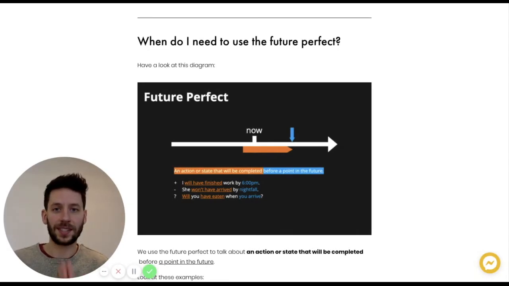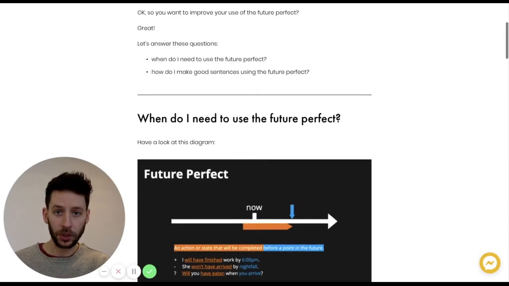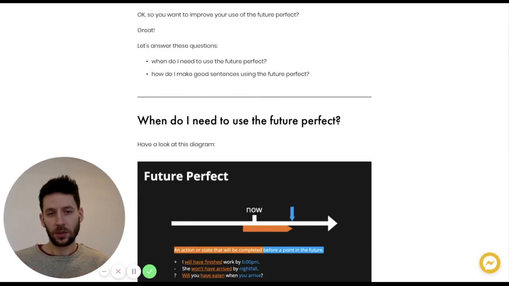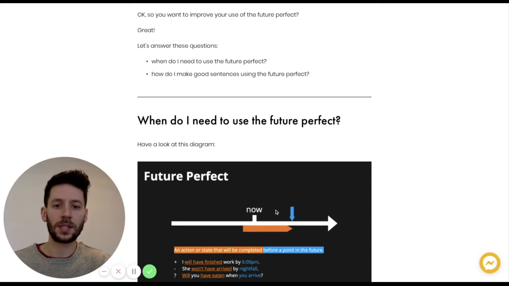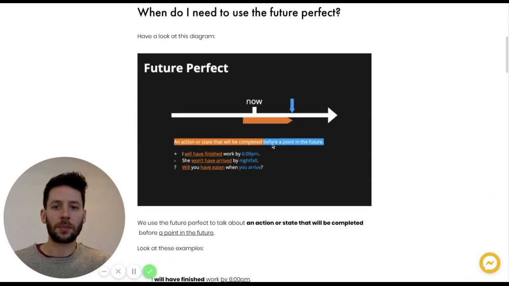So we're going to be looking at this tense and we're going to be asking two questions. When do we need to use the future perfect? And how do we make good sentences using this tense? Okay, so when do we need to use it? Let's have a look at this diagram here.